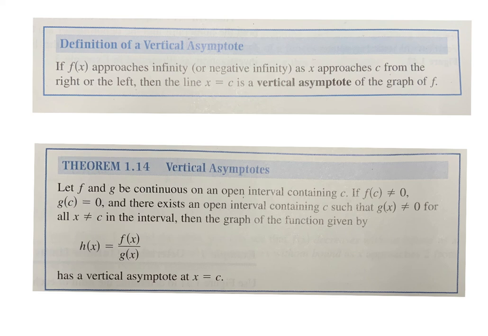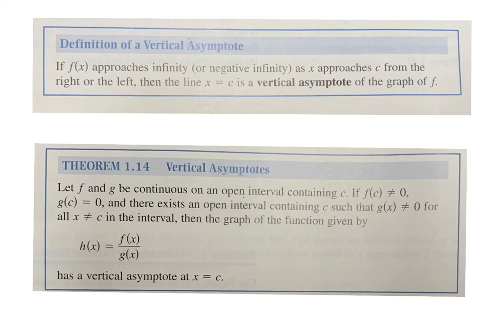The theorem: let f and g be continuous on the open interval. If f of c does not equal 0 and g of c equals 0, you'll notice f is the numerator, g is the denominator, and there exists an open interval containing c such that g of x doesn't equal 0 for all x that does not equal c in the interval, then the graph of the function is given by this, and it has a vertical asymptote.